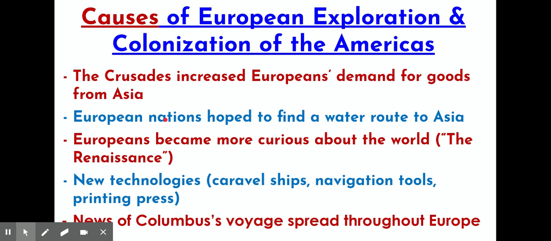That's connected to that. Europeans became more curious about the world during the time period known as the Renaissance. This is sort of summing up the whole thing. New technologies like caravel ships, navigation tools, printing press, etc., made it possible for exploration and colonization. And then finally, news of Columbus's voyage sort of set off the exploration explosion as it spread throughout Europe.